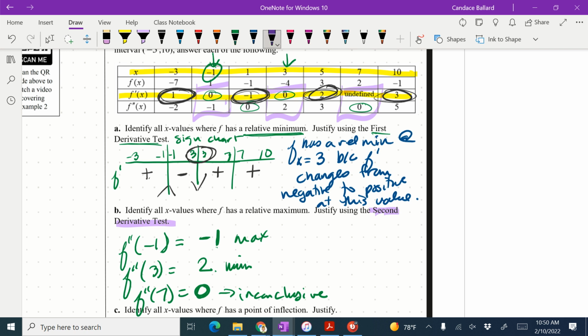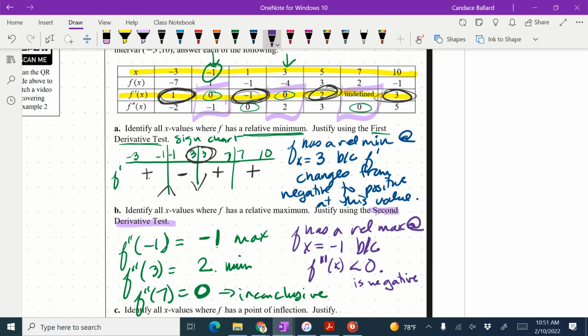Okay. So f has a relative max at x equals -1, which is good that we didn't get the same answer as the first one, right? Because one was a min, one was a max. Okay. All right. Because f double prime of x is less than 0. You could have written is negative instead. Your choice.